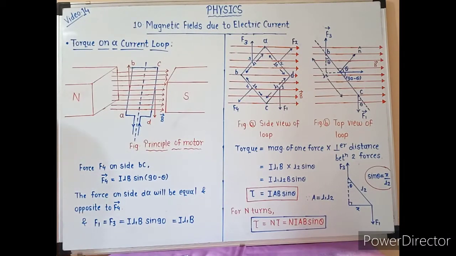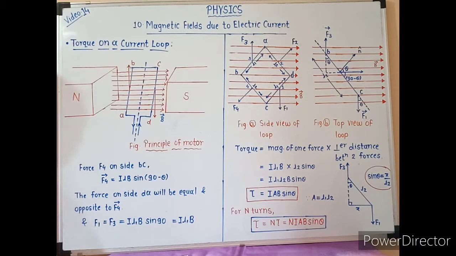In the physics lecture, in the last session, we studied the magnetic force on a current carrying wire, that is for straight wire and arbitrarily shaped wire. Now in this session, we will study torque on a current loop. Now what do you mean by this torque? The best example for the torque is motor.